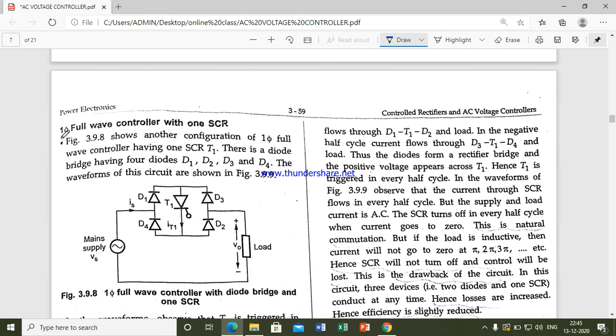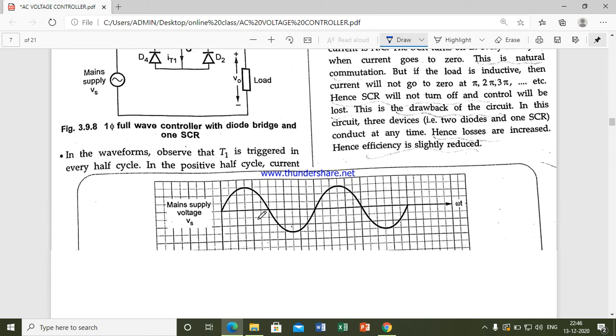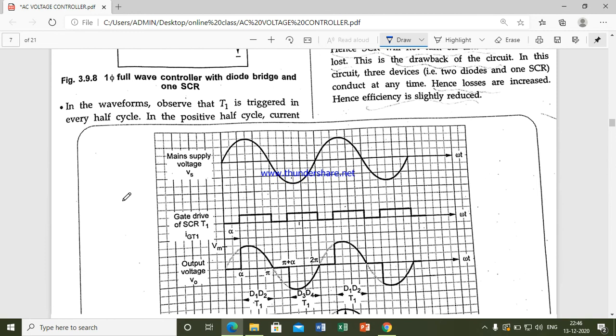Single phase full wave controller with one SCR. Here you can see one SCR. Looking at this, you can observe how it conducts during the positive half cycle: from supply to D1, D1 to T1, T1 to D2, D2 to load. During the negative half cycle, it conducts from supply to load, load to D3, D3 to T1, T1 to D4. Like this it conducts during the negative half cycle.